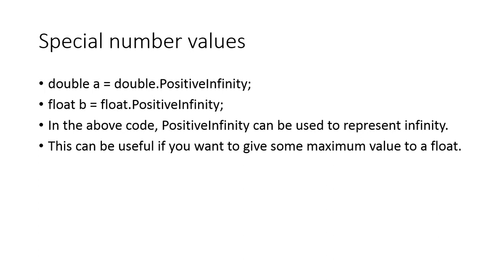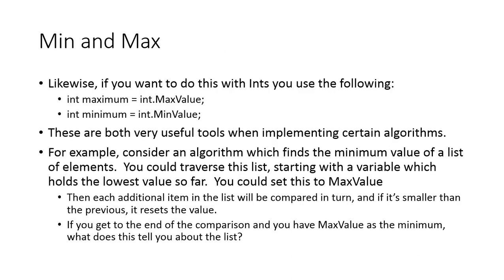Double.POSITIVE_INFINITY gives you positive infinity as a number, and that can be used to represent infinity, just like Float.POSITIVE_INFINITY can give you the floating point representation for infinity. This can be very useful if you want to give something a max value. Likewise, if you want to do this with ints, you can do so with MAX_VALUE and MIN_VALUE. These are useful tools when implementing certain things.